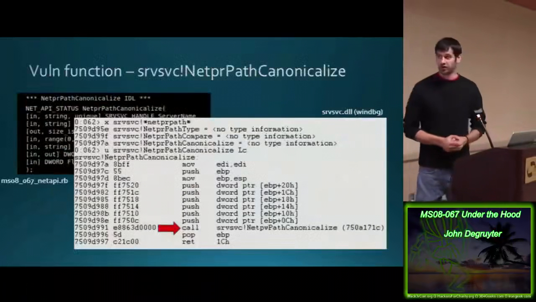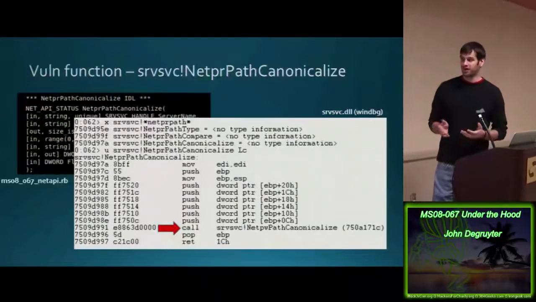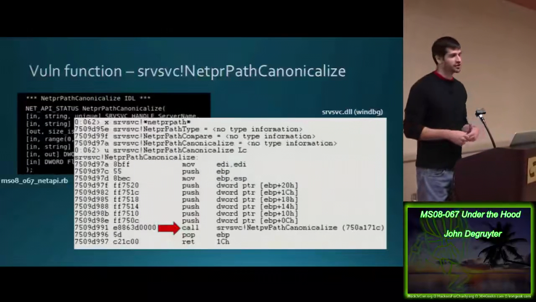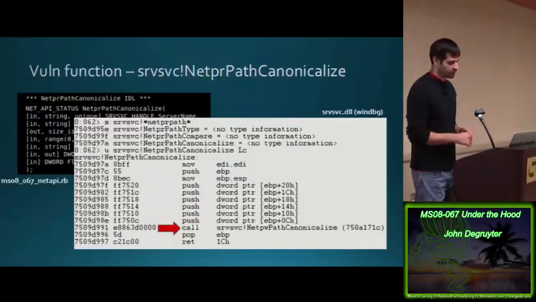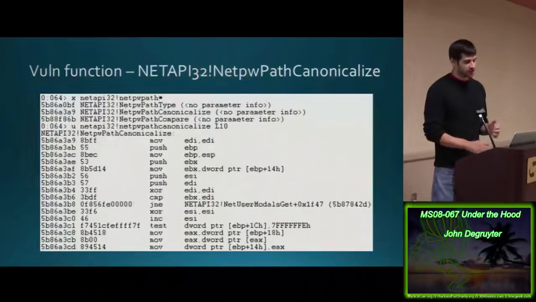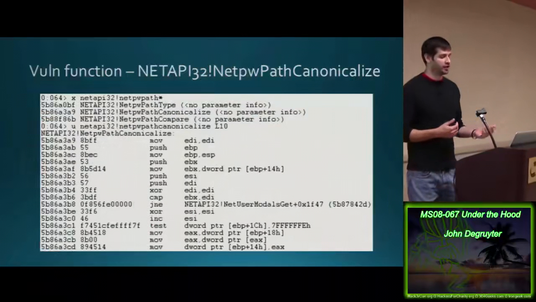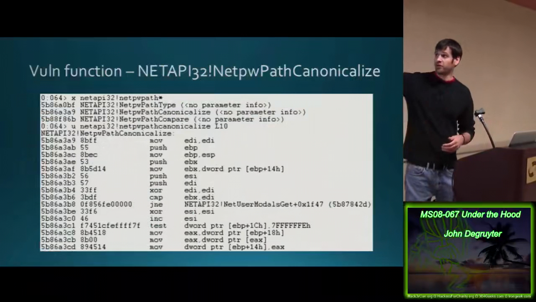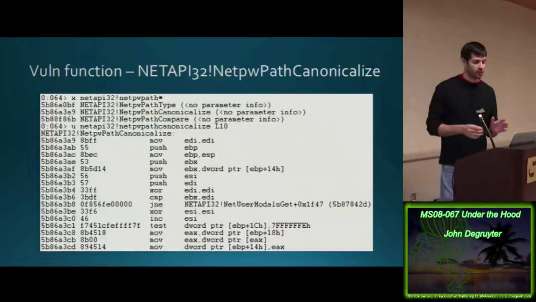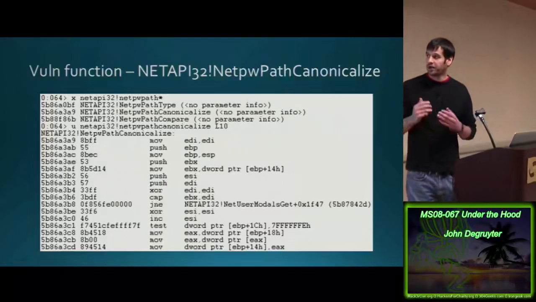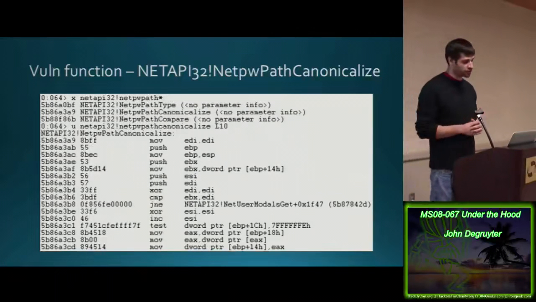So when you're looking at this function, what it actually does is it sets up the stack with these push instructions, and it actually calls another function. You see that it calls NetpwPathCanonicalize. And that eventually gets us into our netapi32 DLL, which holds that function. And these are just some of the commands. We just use the X to locate a function, and then the U to unassemble or look at the instructions. So here's our vulnerable function.